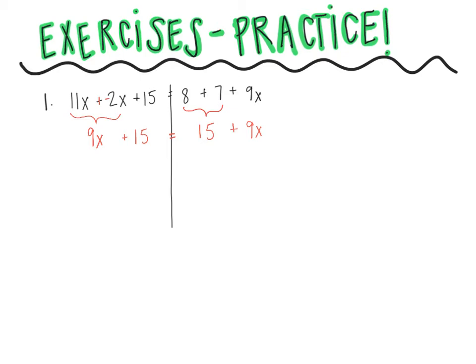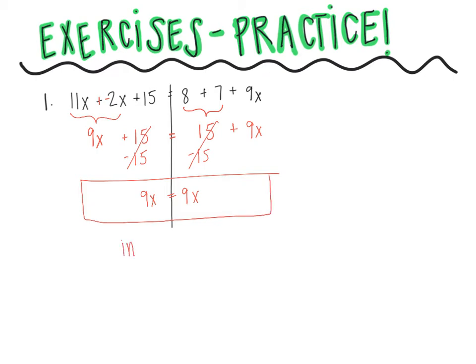Right now it says 9x plus 15 equals 9x plus 15. So I'm just going to move one of these over to one side. I'm going to take away 15, take away 15. Cancels, cancels. I get 9x equals 9x. And just for the sake of time, I'm going to stop right there. Is 9x always going to equal 9x? Yes. So this problem has infinite solutions.